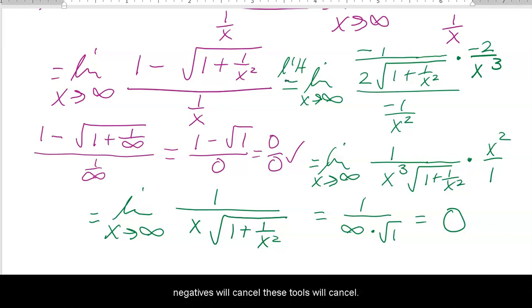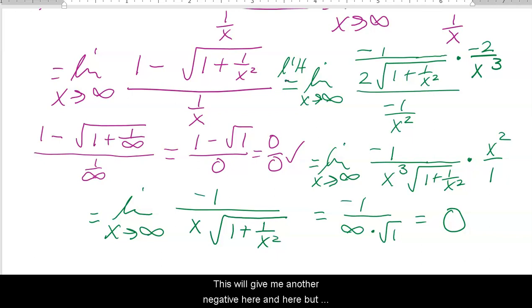These negatives will cancel. These 2's will cancel. This will leave me with another negative here. The x cubed stays in the denominator. The 2's cancel, the radical is still in the denominator, and the reciprocal of the denominator becomes the product. This will give me another negative here and here, but note that the x squared and x cubed cancel, and I get an x on bottom.